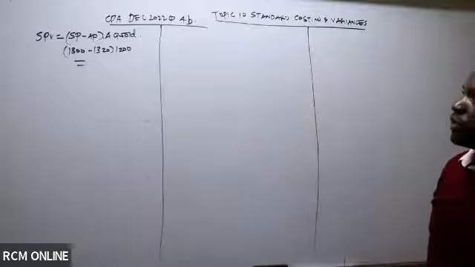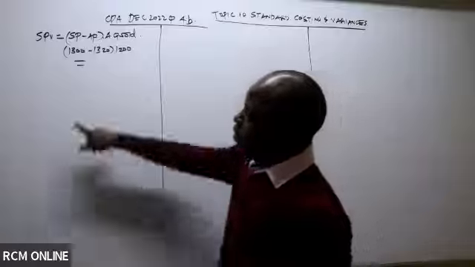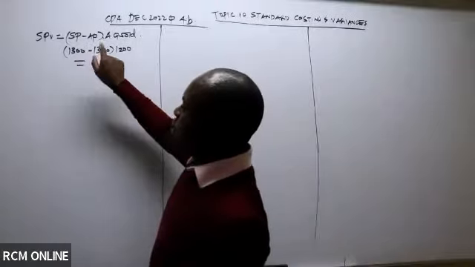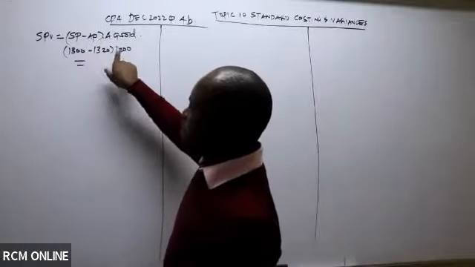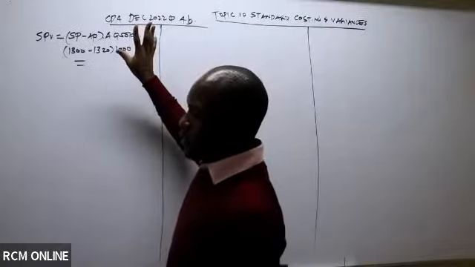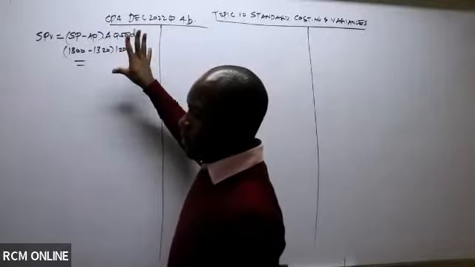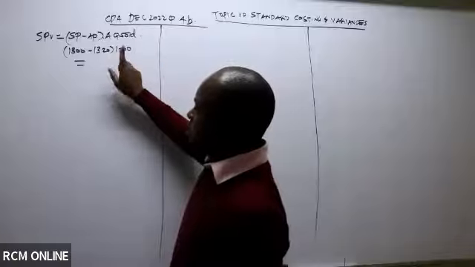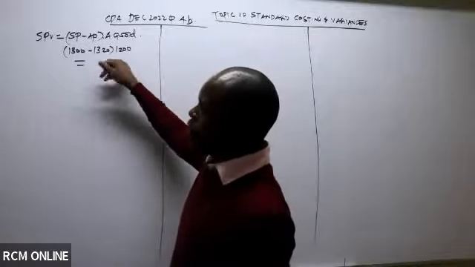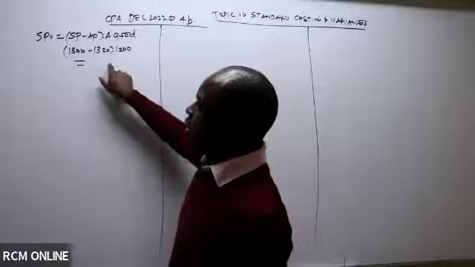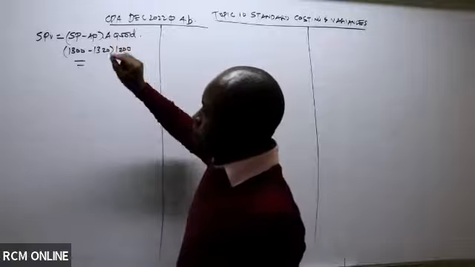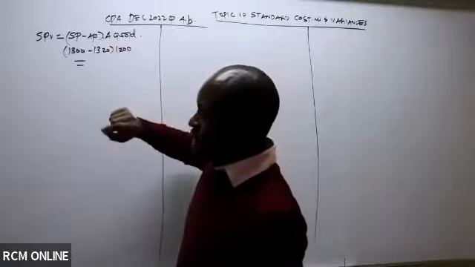What is our way of finding it? 1,300 minus 1,320, that is only 20. The difference is 20 times 1,200. The answer is 24,000.